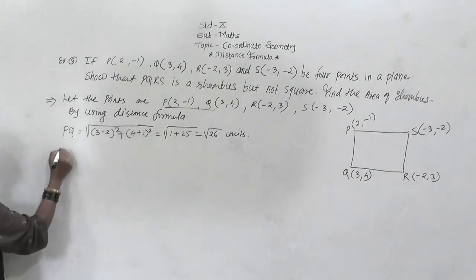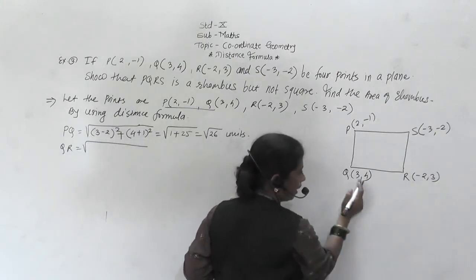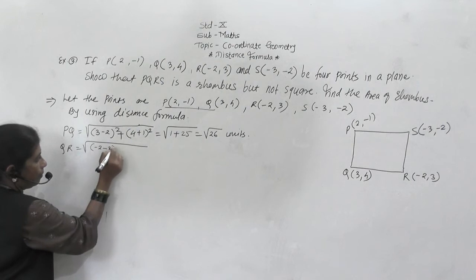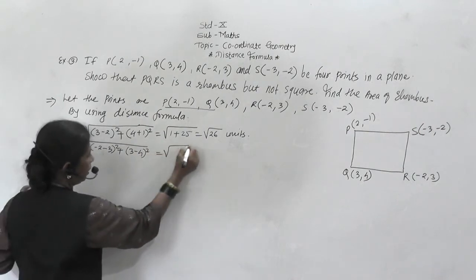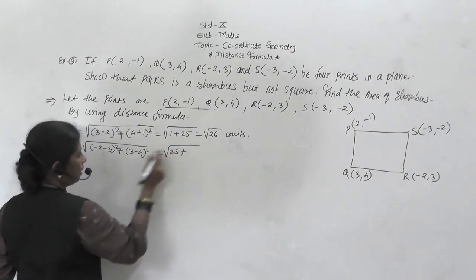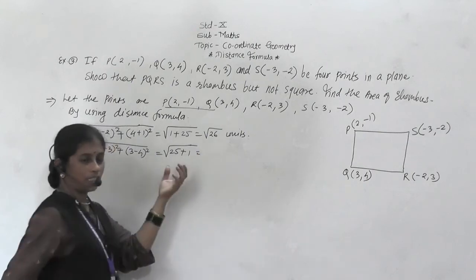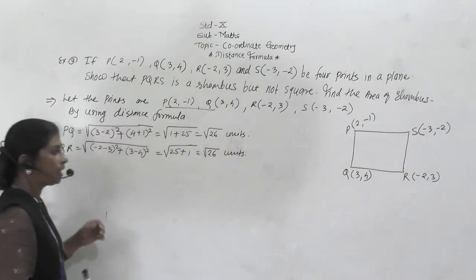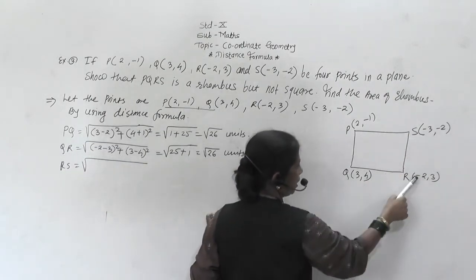Right? And then QR distance, you will see the same formula, x2 minus x1: minus 2 minus 3, so (minus 2 minus 3) whole square plus (y2 minus y1), (3 minus 4) whole square. So here minus 5 square is 25, and here 3 minus 4 is minus 1, and minus 1 square is 1. So you will get again the same distance, 25 plus 1, 26, correct? So root 26 units, right?